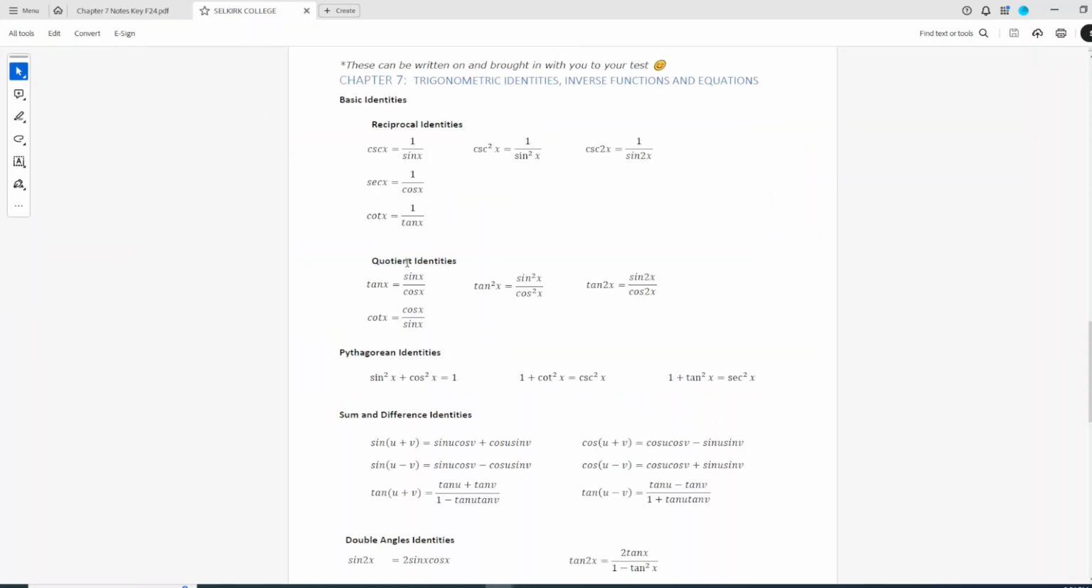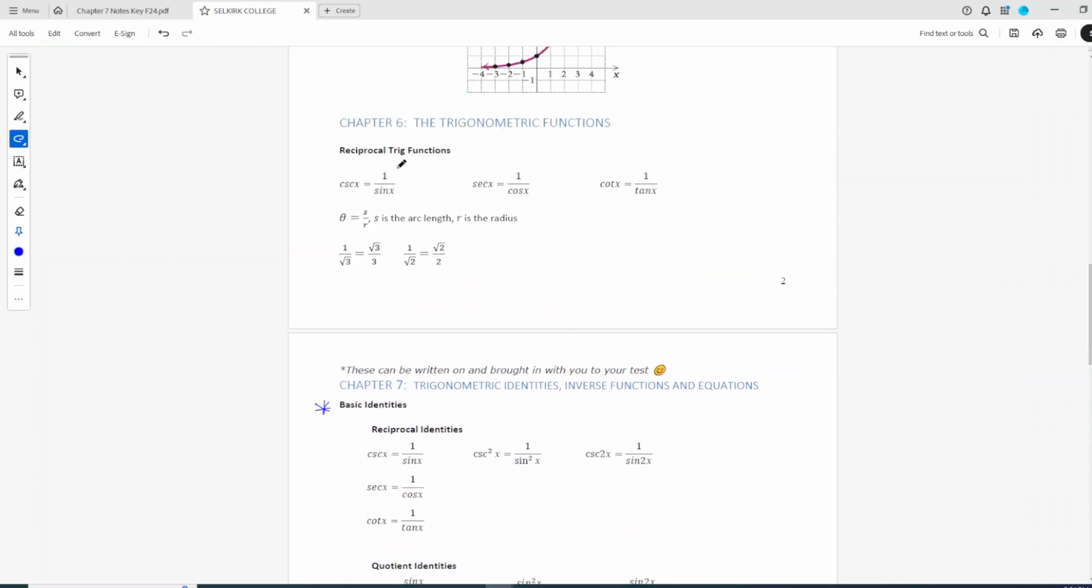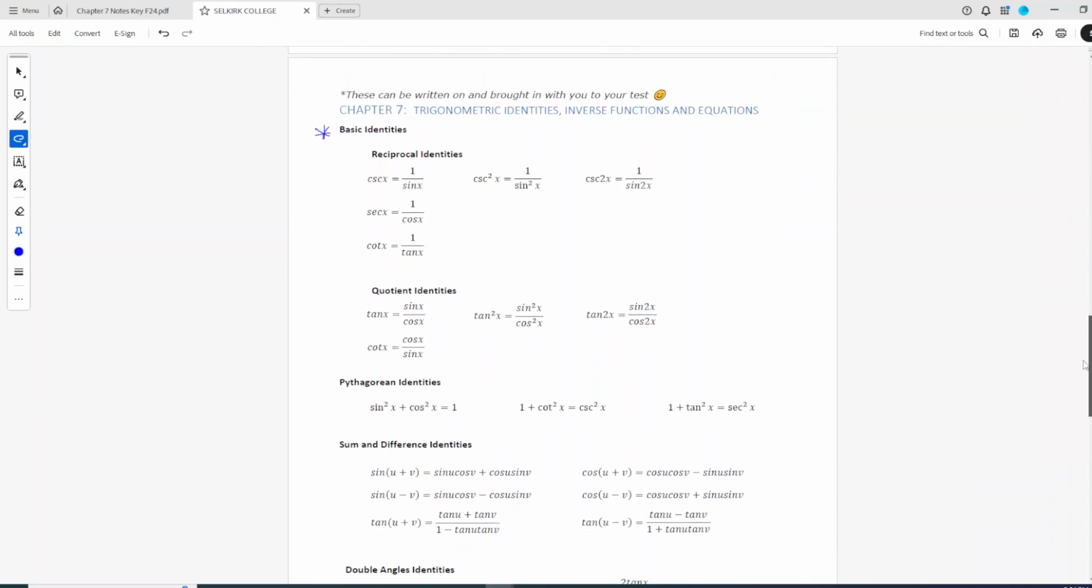So as we go through chapter 7, you're going to get really comfortable with all of these identities, and you just can't do chapter 7 without these identities out on your desk. But what we're going to start with is what's called our basic identities. Our basic identities include our reciprocal identities and our quotient identities. Our reciprocal identities are the ones that we already learned in chapter 6. So these we called reciprocal trig functions, and now we're calling them reciprocal identities.